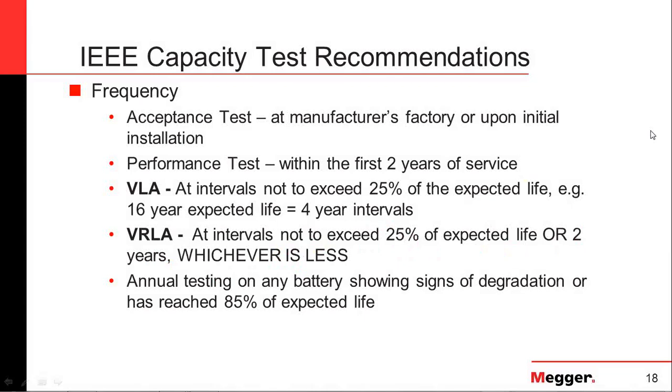And that, again, goes back to the stability of these types of batteries. They're not as stable as your flooded cells, so they have typically a lower life expectancy. Hopefully that answered the question.